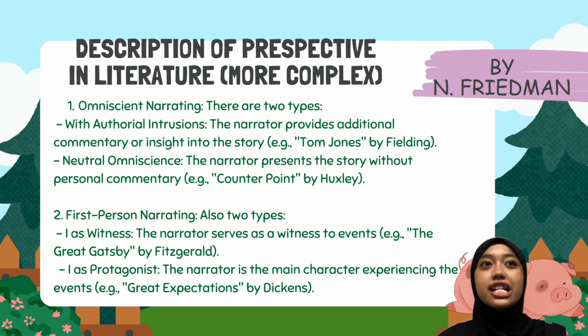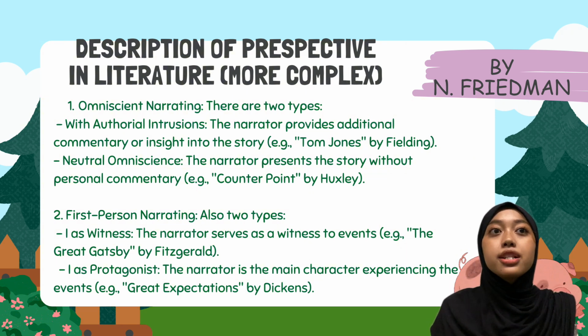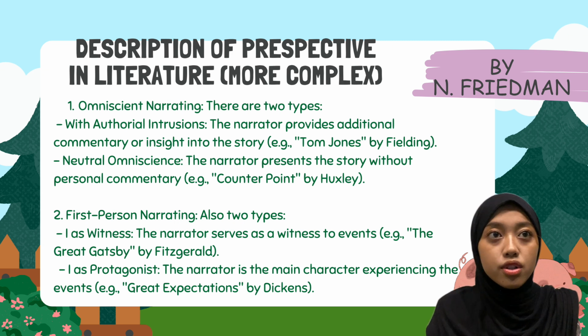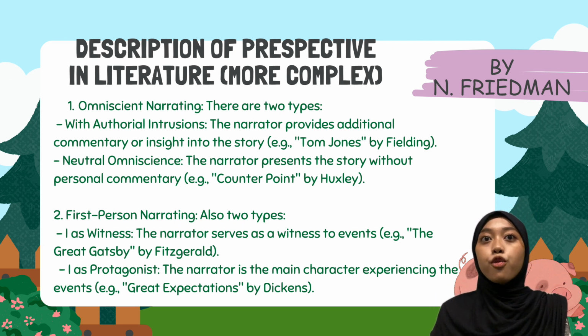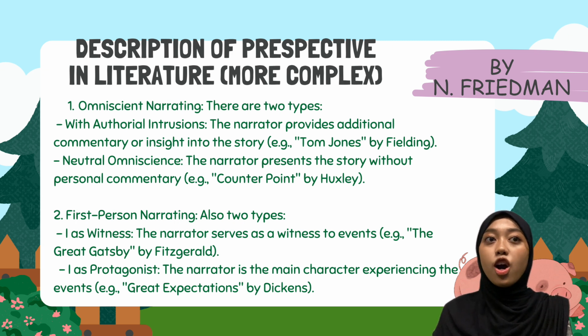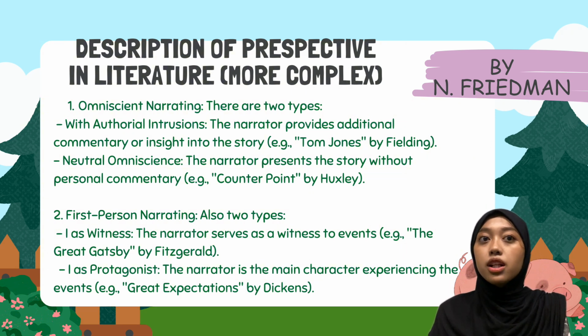Okay, the next material is the description of perspective in literature, more complex. The first is omniscient narrative. There are two types. The first, with authorial instructions: the narrator provides additional commentary or insight into the story. Example, Tom Jones by Fielding. Second is neutral omniscience: the narrator presents the story without personal commentary. Example, Point Counter Point by Huxley.